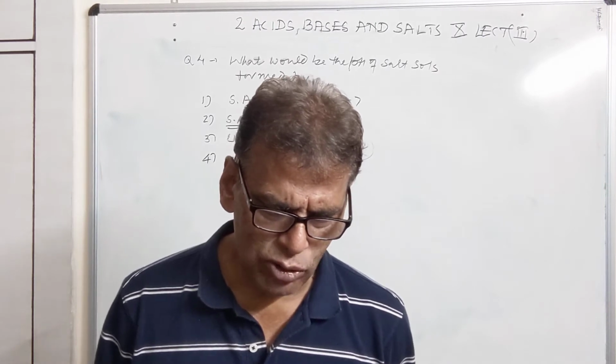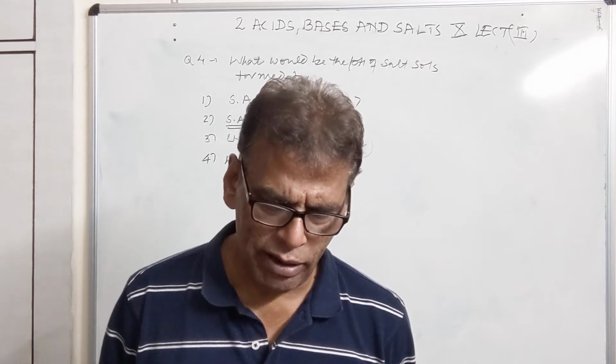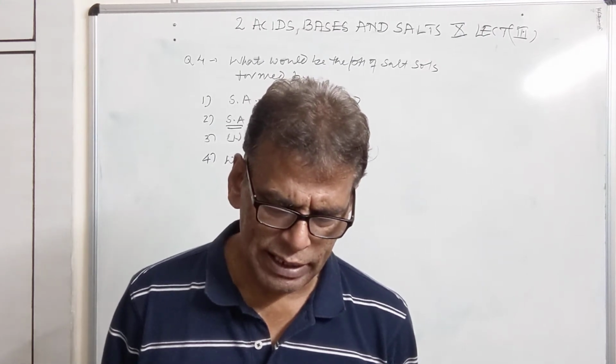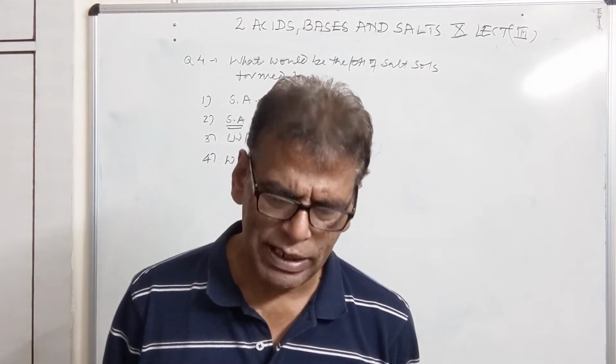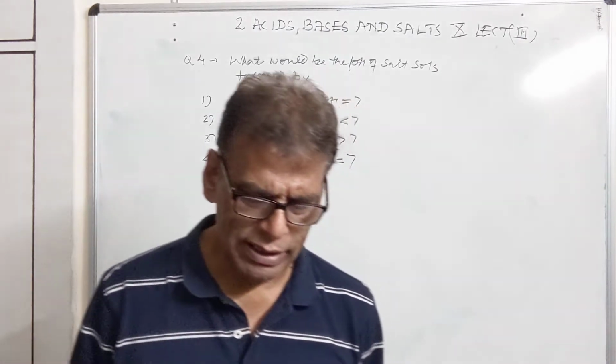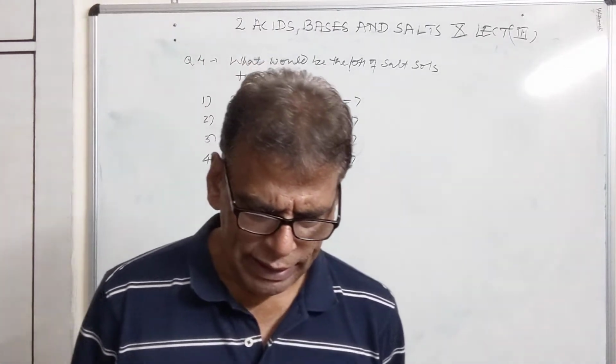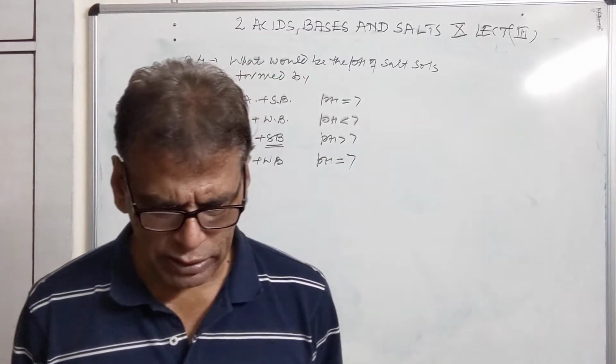Then we have sodium hydrogen carbonate. Red litmus becomes blue here. This solution will be basic, and pH will be more than 7 in this case also. So in this manner we can tell the nature of the salt solution.